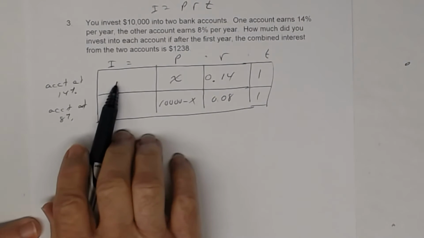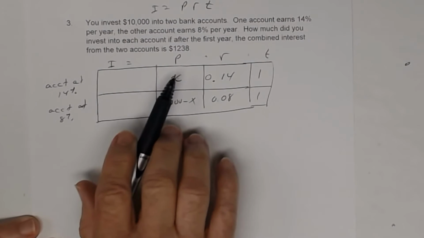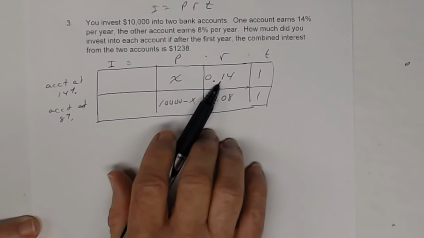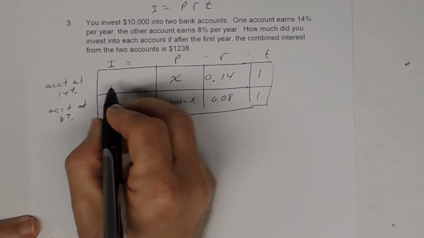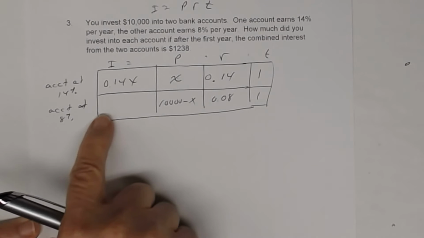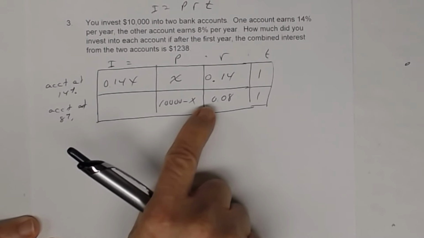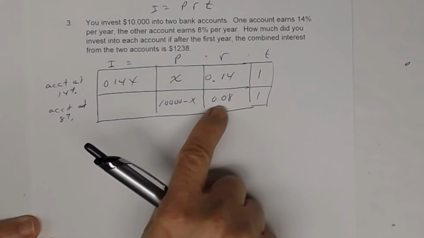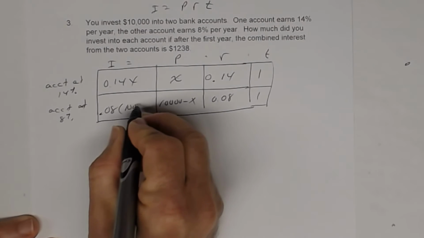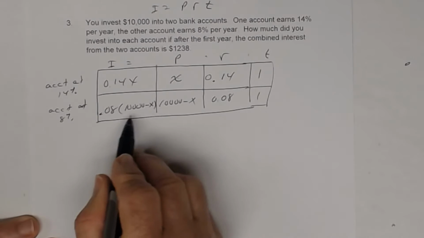Now the interest. Remember, interest is principal times rate times time. Do you see that X times 0.14 times 1 is just 0.14X? And what's the interest for this account? It's this times this times this, so that's 0.08 times 10,000 minus X. Make sure you put that in parentheses.